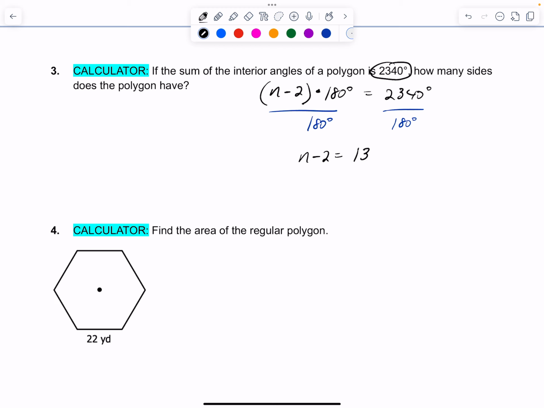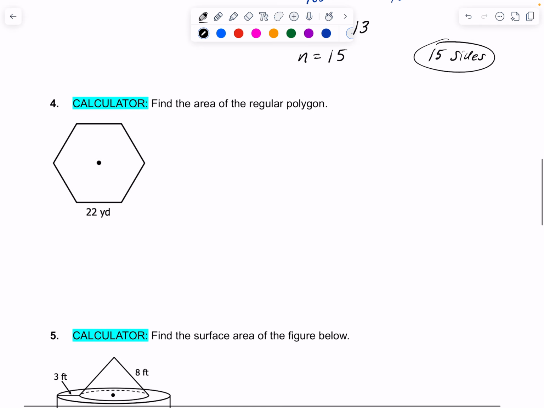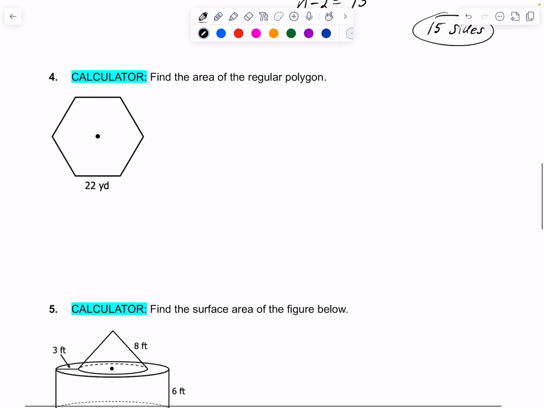That's n minus 2 would give me that answer, so the number of sides needs to be 15. So this polygon has 15 sides. Okay? All right, let's go to number 4, another calculator one. Calculator one here for number 4 says find the area of a regular polygon.